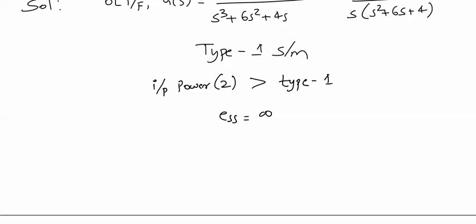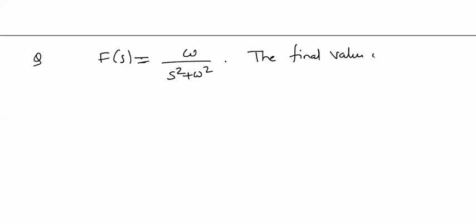Okay, we have one more problem over here. Okay, this is very important actually. So let me take this. The question is that f of s is given as omega by s square plus omega square, and it is being asked that the final value of f of t is. I have to calculate the final value of f of t.